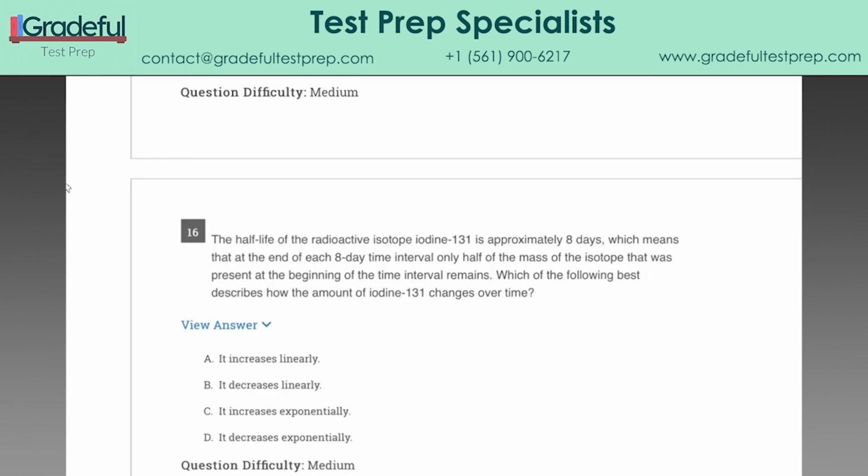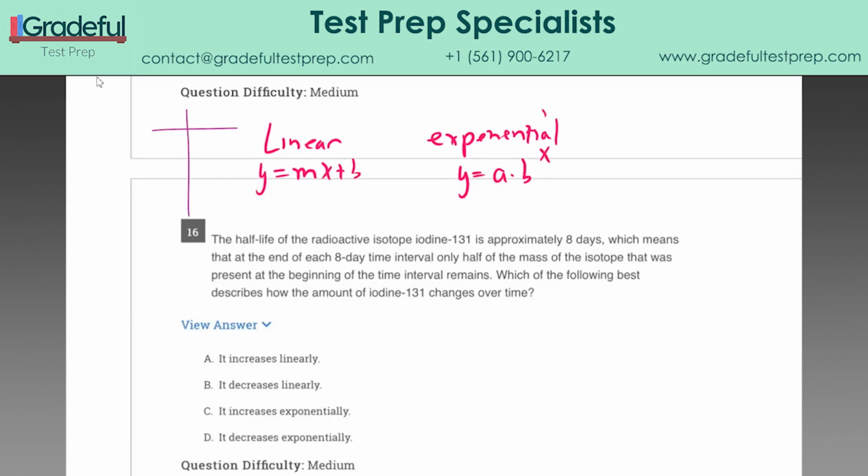Question number 16 is asking us about the difference between linear and exponential equations. A linear equation will usually be in the format of y equals mx plus b, and exponential will be in the format of y equals a times b to the x. But the real idea of a linear is that every time x increases by some number, we are adding something to y. So this chart here would represent a linear equation. The y's might be something like 10, 25, 40, 55, and 70. In other words, we're adding the same thing every time.